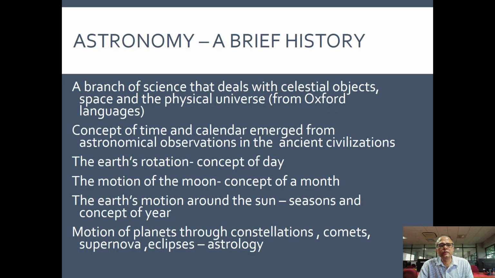So let's look at the brief history of astronomy. It's a branch of science which deals with celestial objects, and it has been with us for a long time. The concept of time and calendar has emerged from astronomical observations. We have the concept of a day because of the Earth's rotation, then the concept of a month because of the motion of the moon. We also have seasons and the concept of a year because of the Earth's motion around the sun.